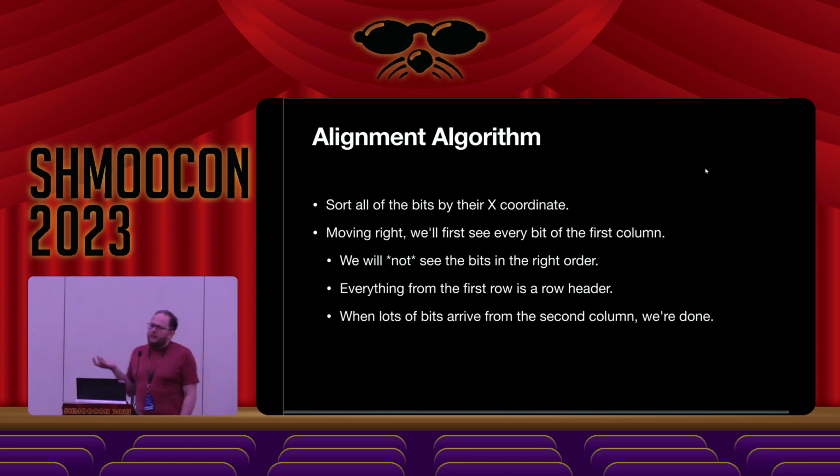My alignment algorithm is that I take all of the bits and I sort them by their x-coordinate. And when you do that, you get the very leftmost column, you just get those bits out of order. And for any given row, you should see the first one before the second one and so on. So by sorting them in this order and running through it quickly, I'm able to align the project in milliseconds rather than in minutes.